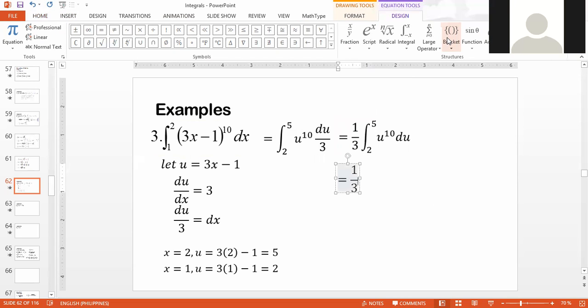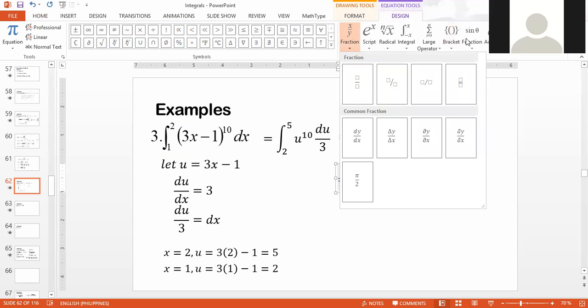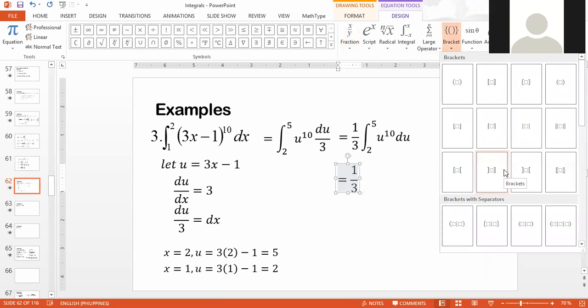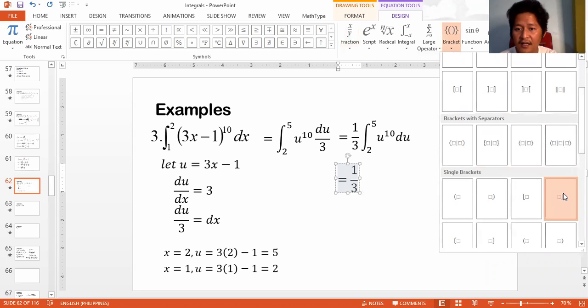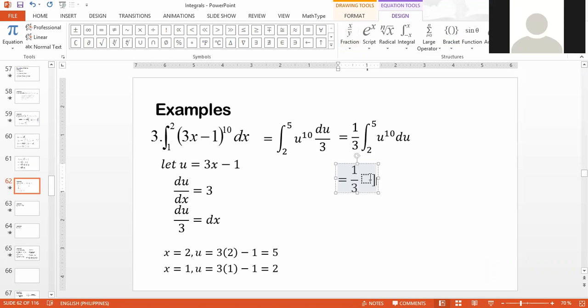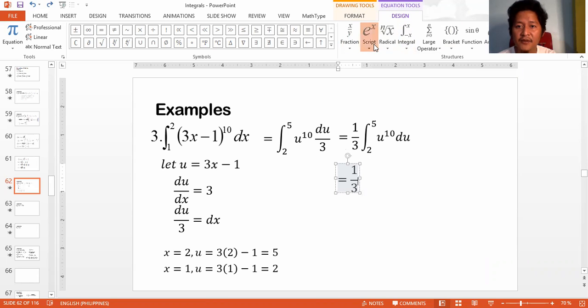Sir, excuse lang po, sir. Sige. Saan po nakuha yung 1/3, sir? Sa 3x minus 1, sir? Yung 1/3 yung du over 3. Di ba yung du over 3 natin, pinalitan niya, sir. Okay po. Tinanggal ko lang siya, nilabas ko lang siya. Thank you po, sir. You're welcome. Okay, next. Any more question?